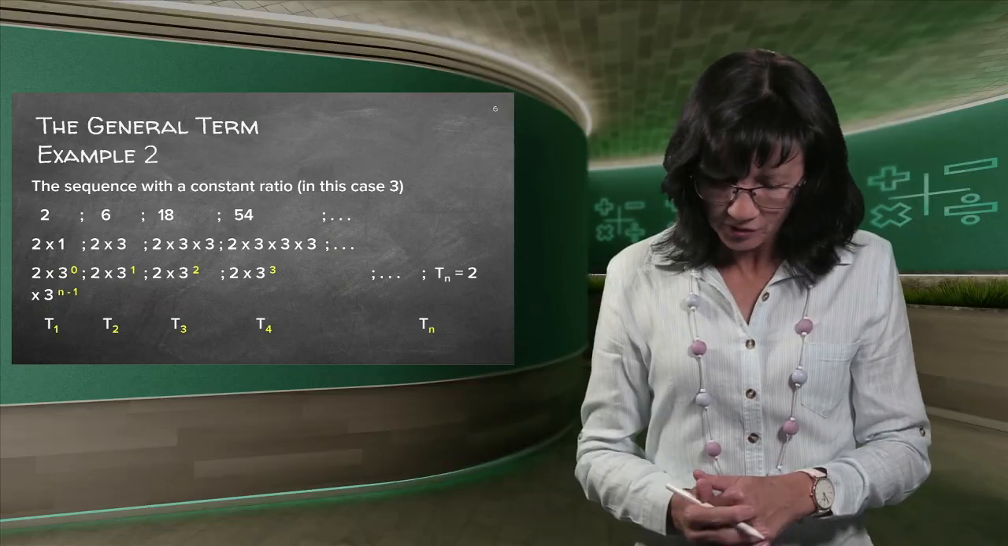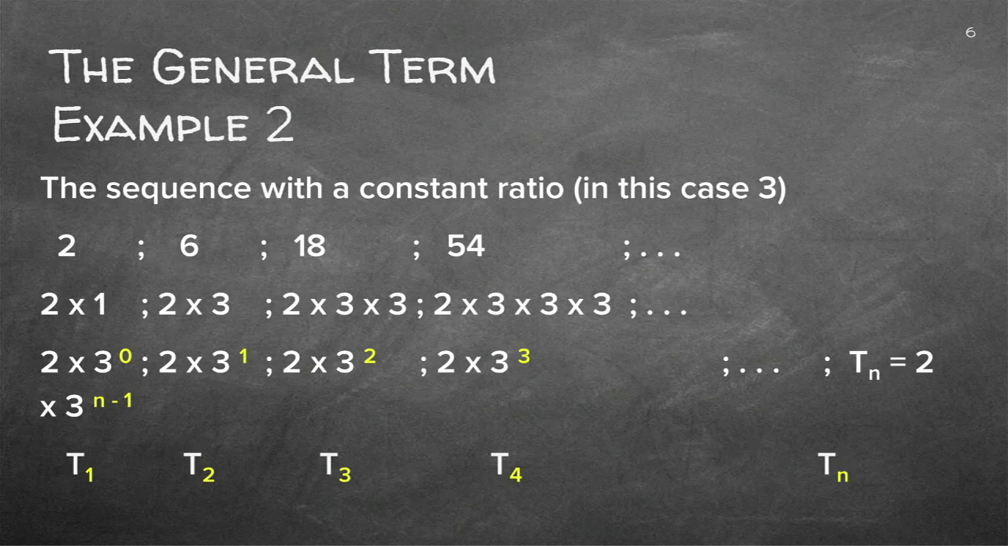Good. Example 2. Now this one looks a bit different. There's a 2 and a 6 and an 18 and a 54. So if I look carefully, you'll see that every time I'm timesing by 3. Every time I'm timesing by 3. So it looks like it's something where every time I'm timesing by 3.